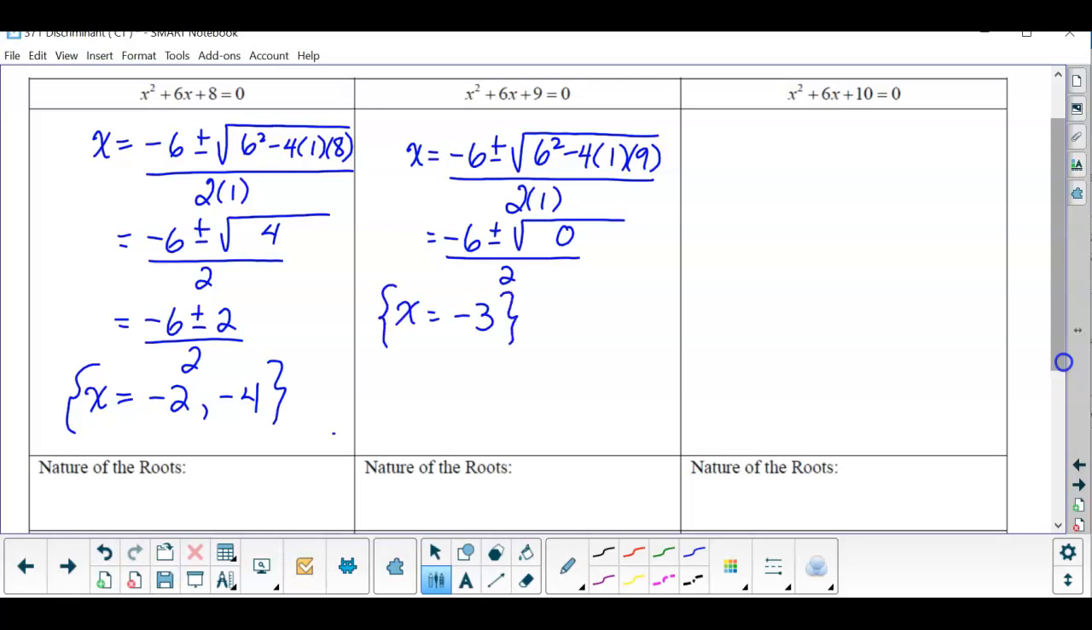So here, the square root of 0 is 0. So whether you add 0 or subtract 0, you get the same thing. You get one solution there. Or you might call it two equal solutions.